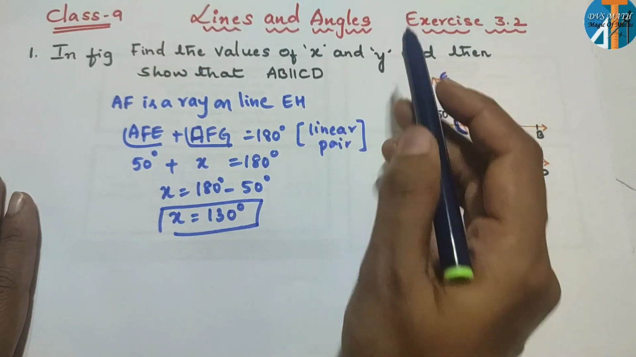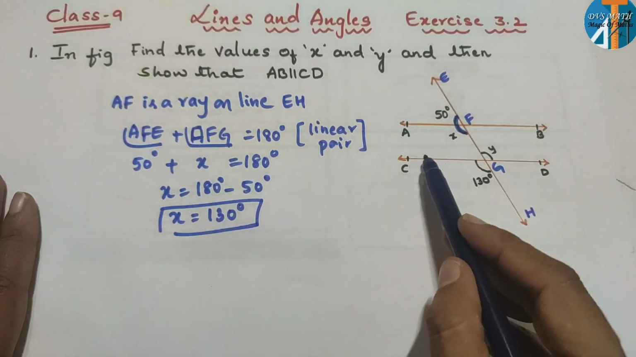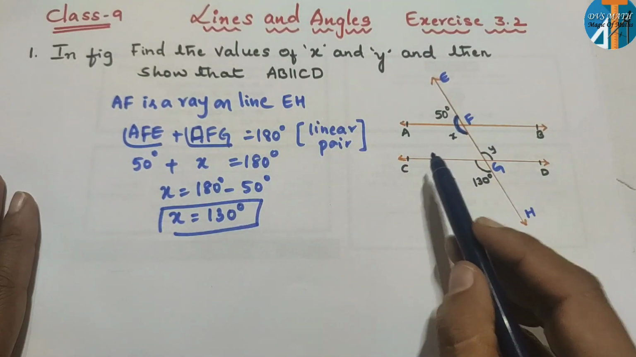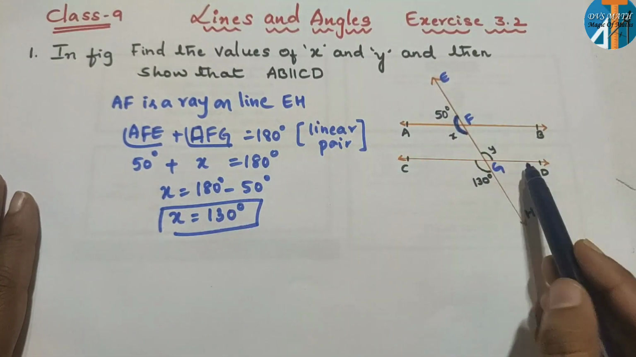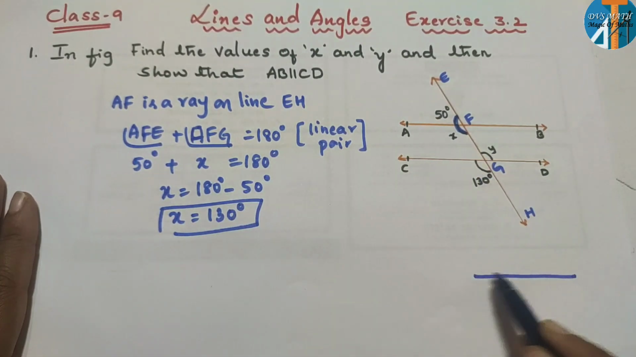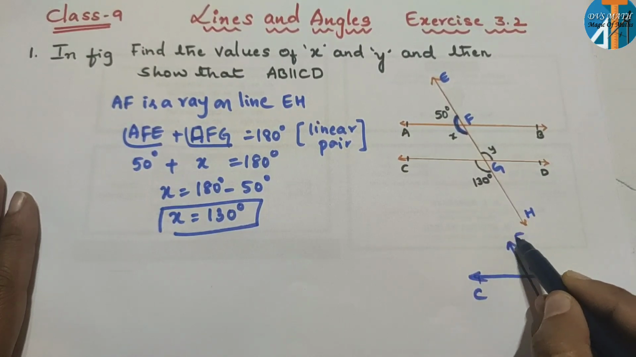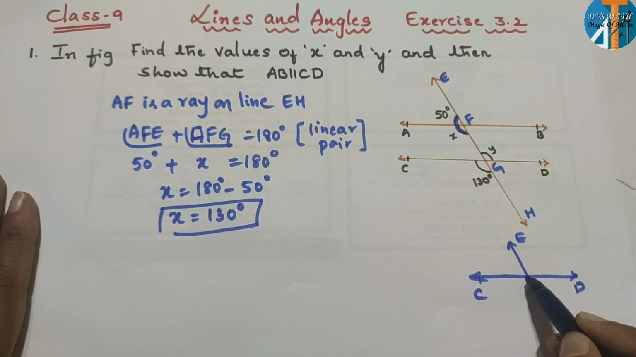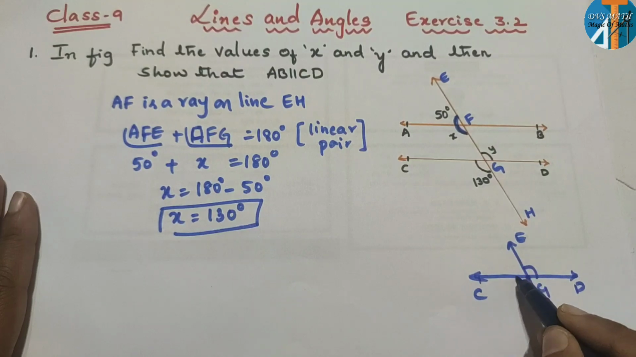They asked to find x, right? So we got x. Then observe these two lines. Lines CD and EH are intersecting at this point G, right? This is one line CD and another line is EH. As we discussed in our first session, if two lines intersect each other, their opposite angles, the vertically opposite angles, are equal. These two angles are equal.